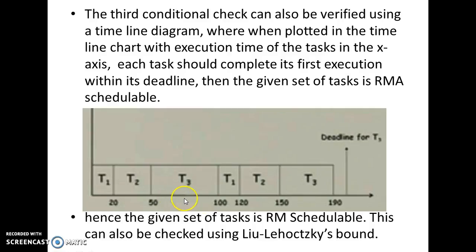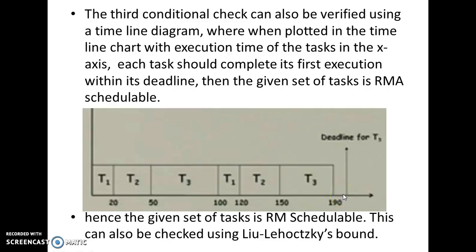When it reaches 100, the T1 task goes for its repetition and takes over the processor and runs until 120. And after 120, immediately the next task goes for its execution, and after completion of all the tasks, we can find that each of the tasks completes its first execution before its deadline, where T1 completes its execution at 20 before its deadline of 100, T2 completes its first execution, that is at 50, before its deadline 150, and T3 completes its first execution at 90 before 200.